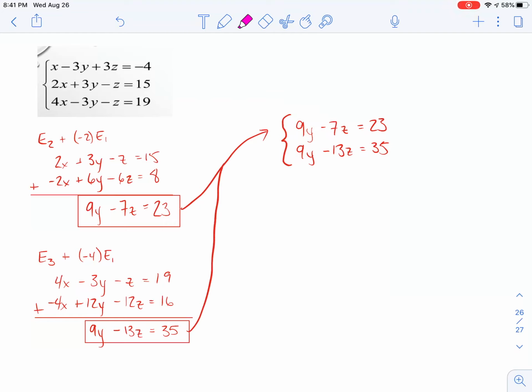So what I'm going to do is essentially take, it doesn't matter which way, equation 1, let's say, and from it I'm going to add negative 1 times equation 2. So if I rewrite equation 1, I've got 9y minus 7z equals 23. And if I multiply equation 2 by negative 1, I have negative 9y plus 13z equals negative 35.